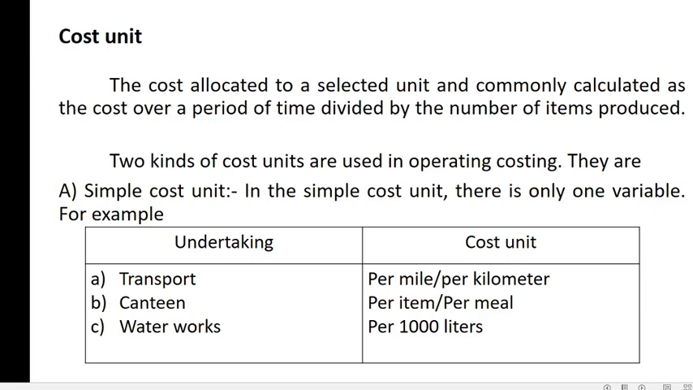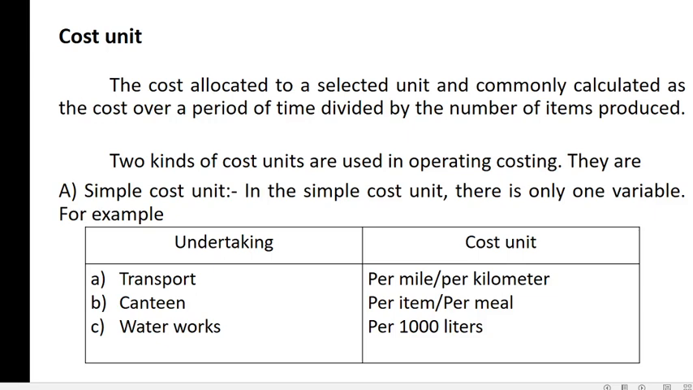So first we will find out what is a cost unit. A cost unit is the unit of quantity in terms of which costs are ascertained and expressed. It is the cost allocated to a selected unit and calculated as the cost over a period of time divided by the number of items produced. That is a cost unit. It is the unit of quantity in terms of which costs are ascertained and expressed.